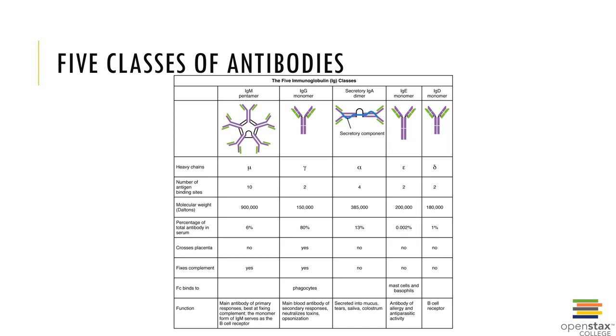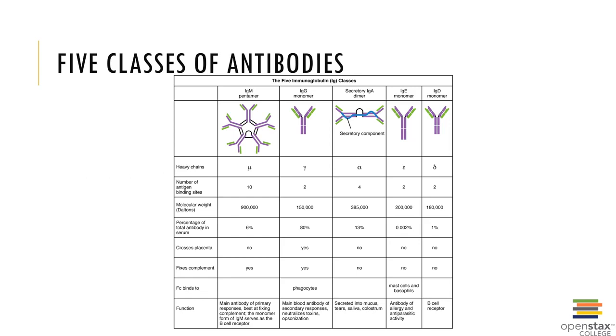IgA is a dimer found primarily in glandular secretions such as mucus, tears, saliva, breast milk, sweat, and semen. These antibodies attack the pathogens before they gain access to internal tissues. IgD is a monomer found on the surface of B cells where it can bind antigens in the extracellular fluid. This binding plays a role in the sensitization of the B cell so that it can proliferate to form the clone army.